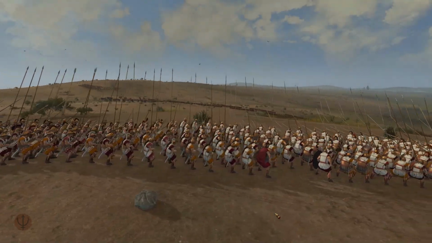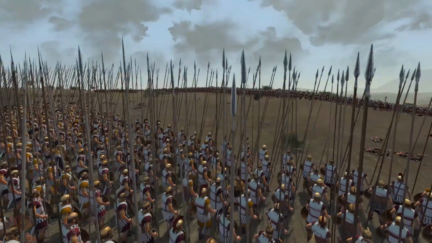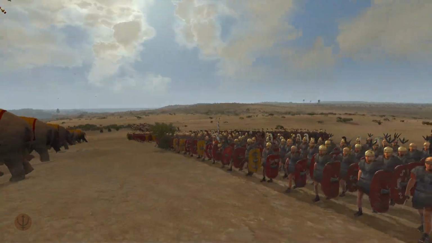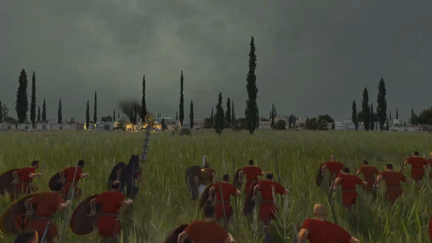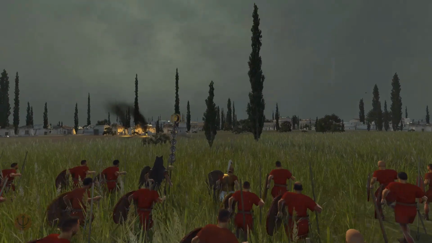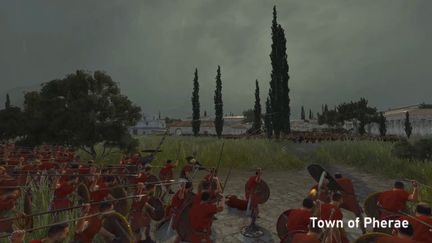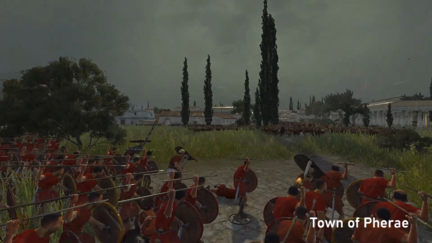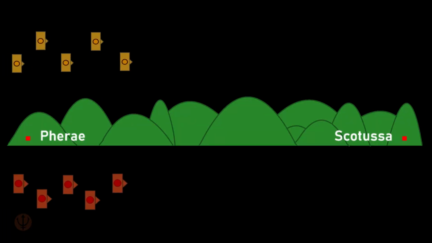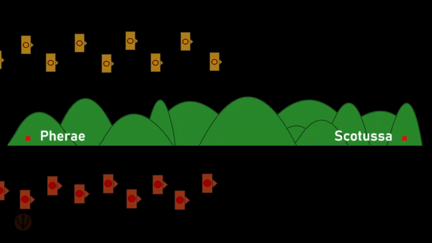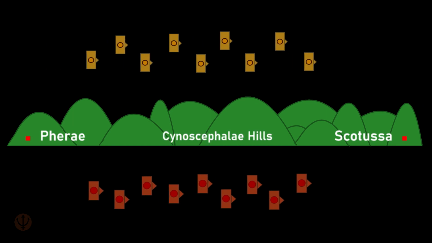This battle saw two vastly different military tactics being put to the test against one another: the phalanx of the Greeks versus the legionary warfare used by the Romans. As the Roman and Macedonian armies neared each other, skirmishes broke out between scouts near the town of Pherae. Neither commander wanted battle on that particular ground, and poor weather minimized visibility. So they marched parallel to each other towards the town of Scotusa in hopes of better fighting ground and food. The armies were separated by the Cynoscephalae hills.